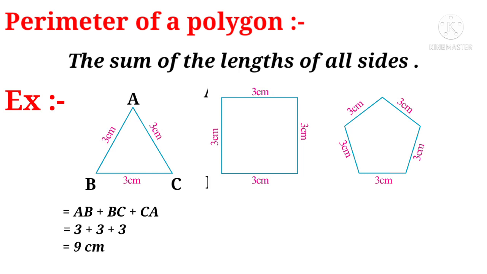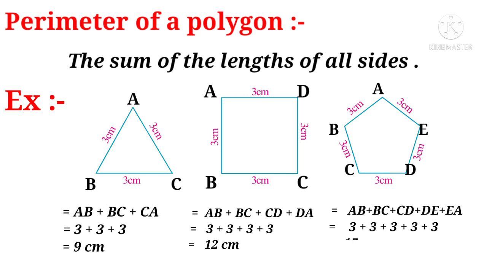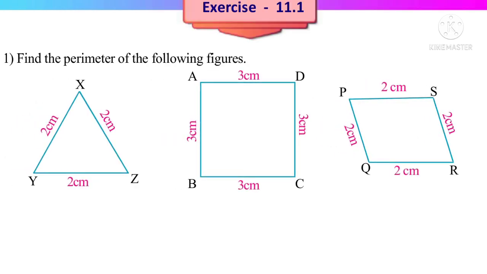Second, square perimeter is AB plus BC plus CD plus DA, that is 3 plus 3 plus 3 plus 3, that is 12 centimeters. Next, perimeter of a pentagon, AB plus BC plus CD plus DE plus EA, all sides are equal. 3 plus 3 plus 3 plus 3 plus 3, that is equal to 15 centimeters. So, polygon perimeter is nothing but sum of all sides. Let us take exercise 11.1. Find the perimeter of the following figures.